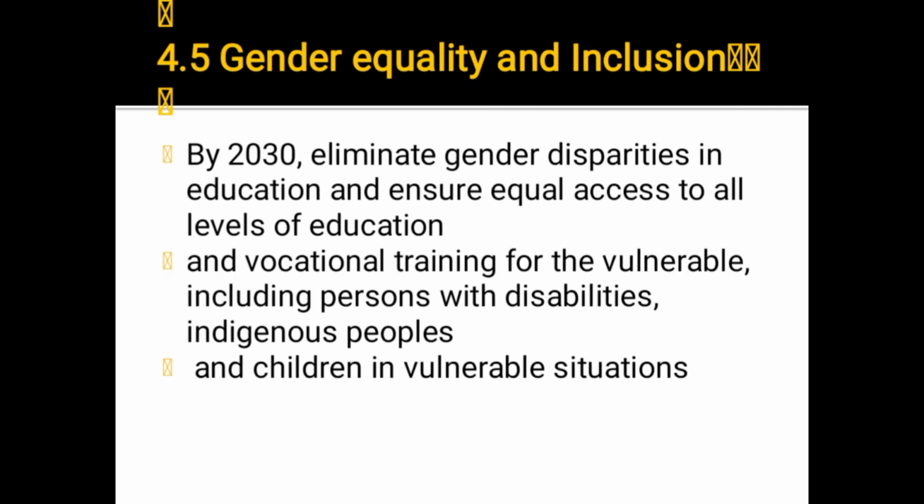Target 4.5 of quality education is gender equality and inclusion. By 2030, gender discrimination should be eliminated and there should be equal access to all levels of education and vocational training for the vulnerable, including persons with disabilities, indigenous people, and children in vulnerable situations.